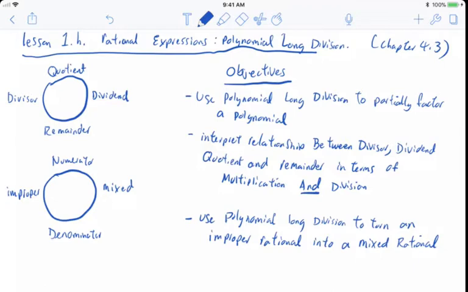And like I said in the previous one, this is actually a basic skill that gets used in a lot of different types of mathematics, not just in terms of fractions, or in this case, rationals. So let's get going. We're going to be talking about turning improper rational expressions into mixed rational expressions.